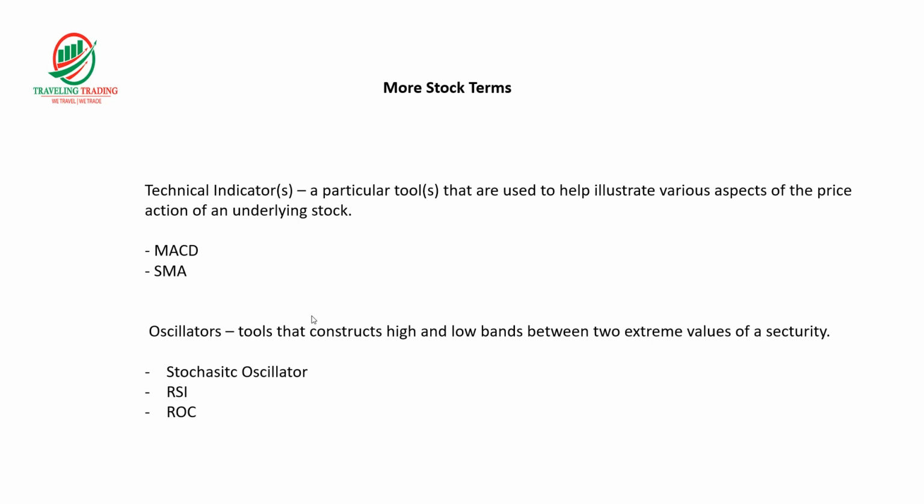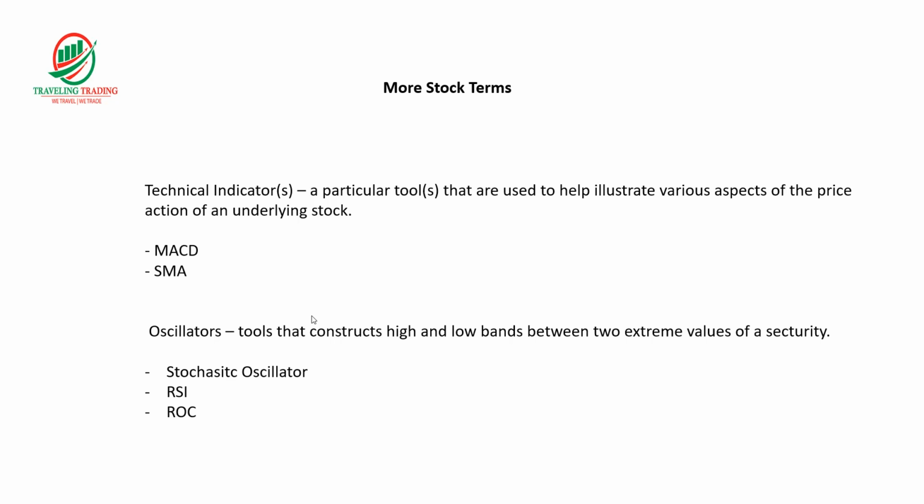Then there's some more terms and then we are done. So these last little terms here, again, technical terms like technical indicators. These are basically tools that are used to help you illustrate various aspects of the price of the underlying stock. There's the example, the MACD and the SMA. The MACD, the moving average convergence divergence, and the simple moving average are some technical indicators that you can use to look at the aspects and price action of a stock.